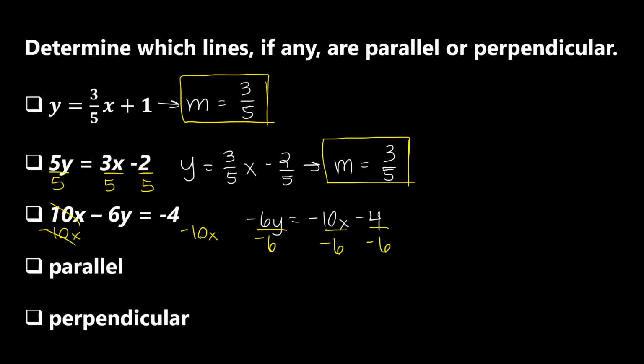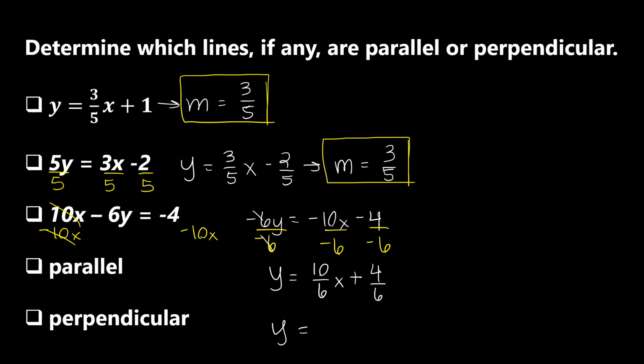So when I divide by that negative 6, I am left with y equals negative, and a negative gives me a positive. So that's a positive 10 over 6, x, not y, x. And then negative over a negative gives me a positive, so that's going to be 4 over 6. Both of these fractions, 10 over 6 and 4 over 6, I can reduce by dividing by 2.